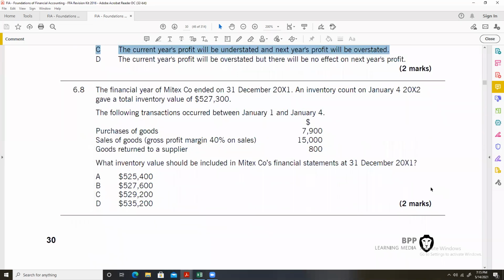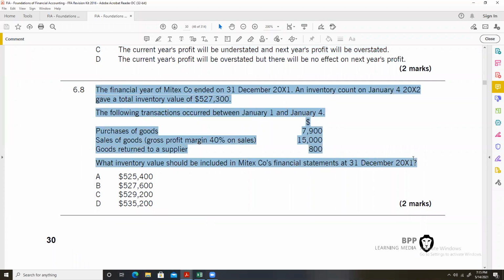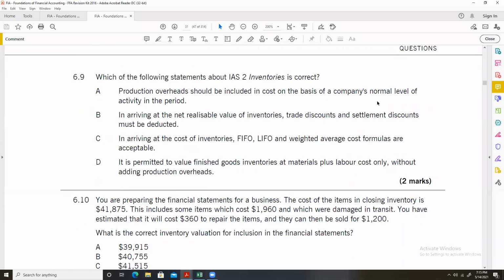Now, this is the same question as question number one.